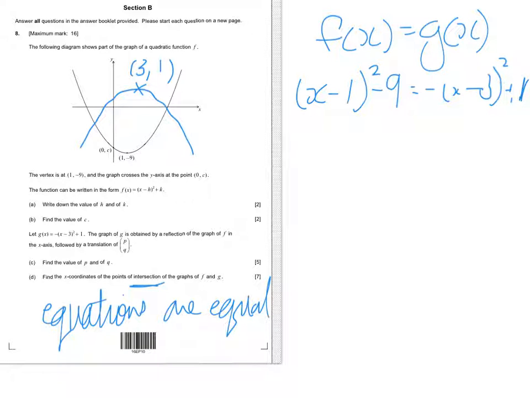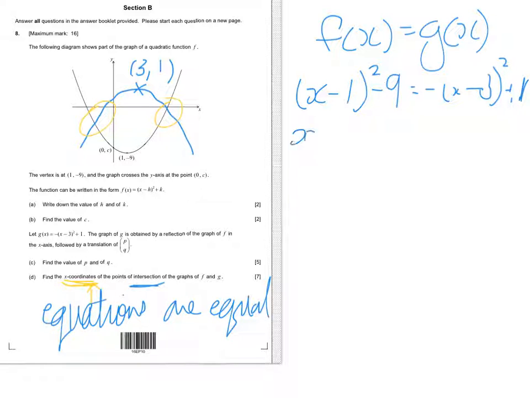Watch out, because this is an example where there's a clue in the question. Find the x coordinates. That s is telling you should have 2 solutions. My graph is telling me I should have 2 solutions. So it's just a case of expanding out the brackets and solving the equation.